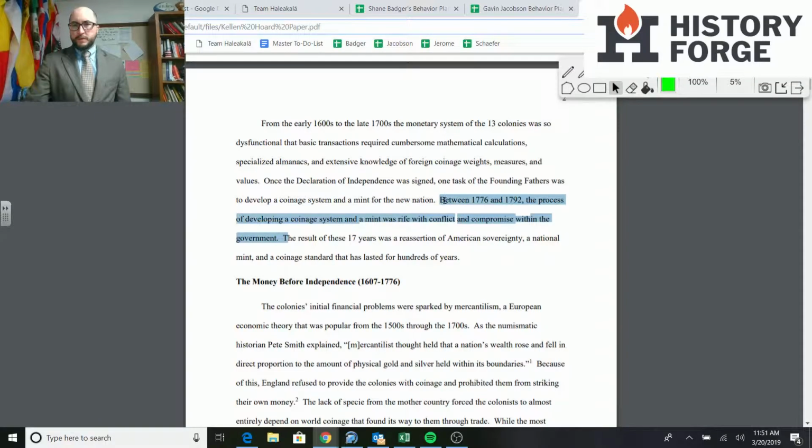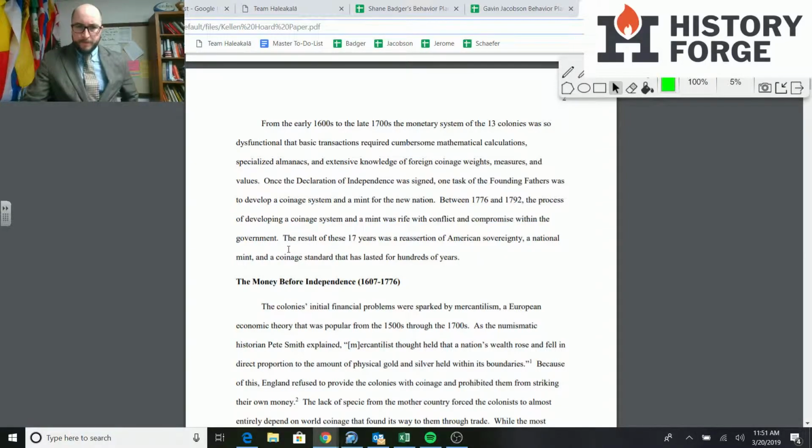So right here is where they're beginning their thesis. They are starting to tell me that there was a problem during this time. The word rife means that it was just filled with a problem. So now I'm getting a better idea of what they're talking about. They are going to talk about the deficiencies and maybe even the development of the money system of this time period. So they're going to probably give me a little bit more.